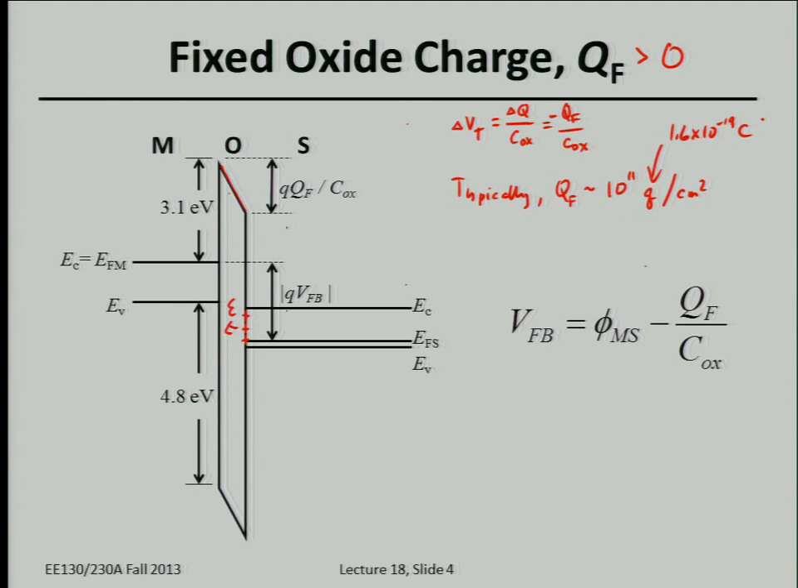Okay, any questions? Yes, Josh. 10 to the 11. So I'm saying typically QF. In the industry, when we talk about a CMOS process, we might mention what the oxide fixed charge is, and we always specify it in these units. It's 10 to the 11, 10 to the 10, or actually 10 to the 12 per centimeter squared. So what's implied is that it's 10 to the 11 charges per centimeter squared, or 10 to the 12 charges per centimeter squared.